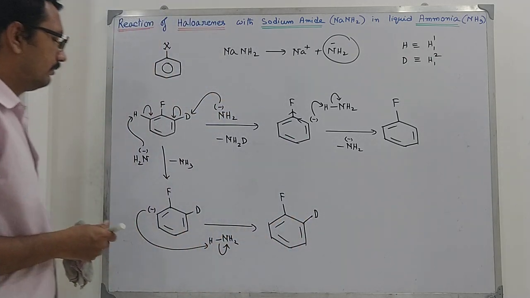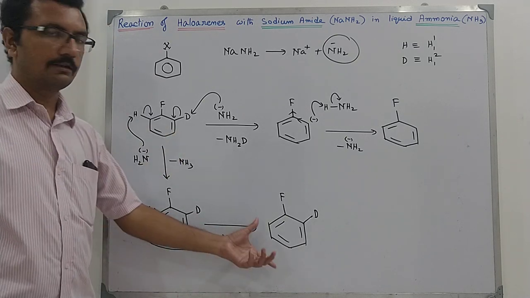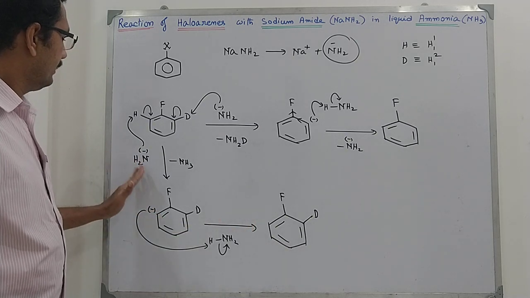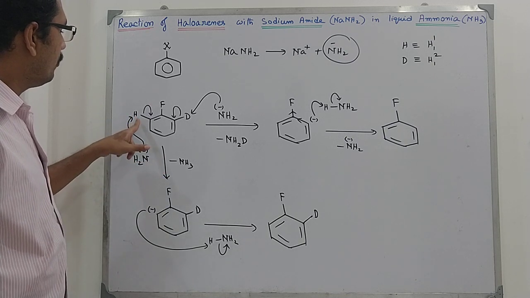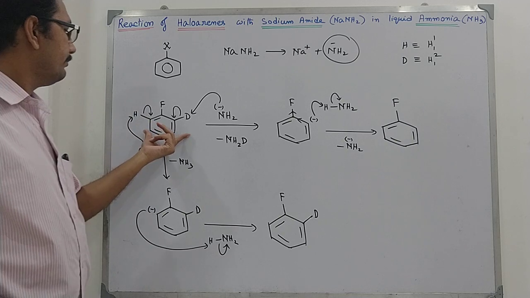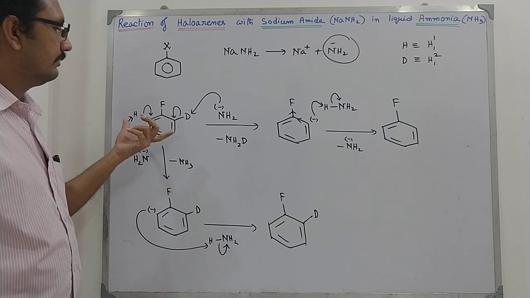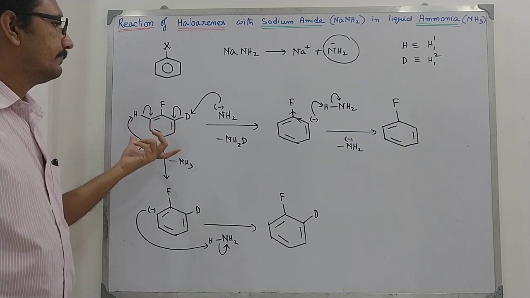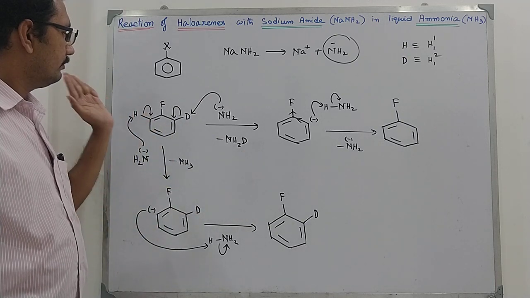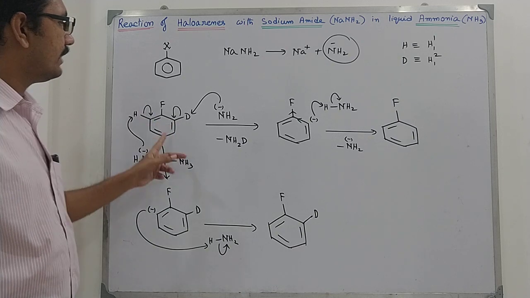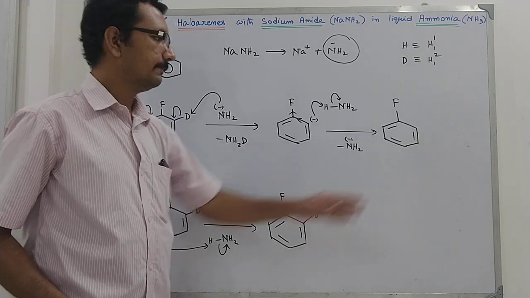You will get this product. Now what is the difference between this one and this one? This is actually the reactant. So if the strong base applied in this reaction extracts this ortho hydrogen, then the product obtained is the reactant. Now we can say therefore that when we allow 2-deuterofluorobenzene to react with sodium amide in liquid ammonia, it will give us product only fluorine.